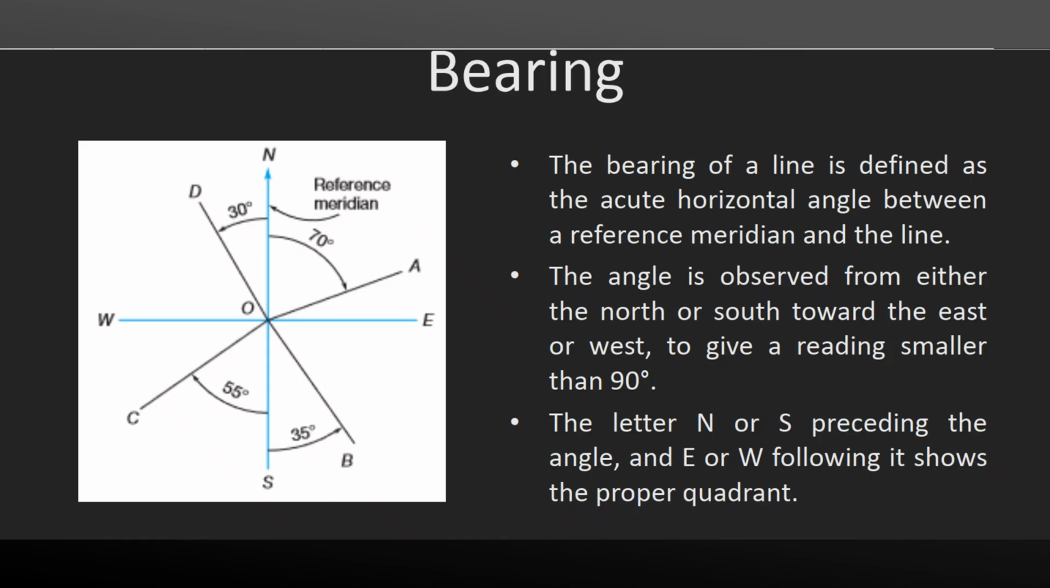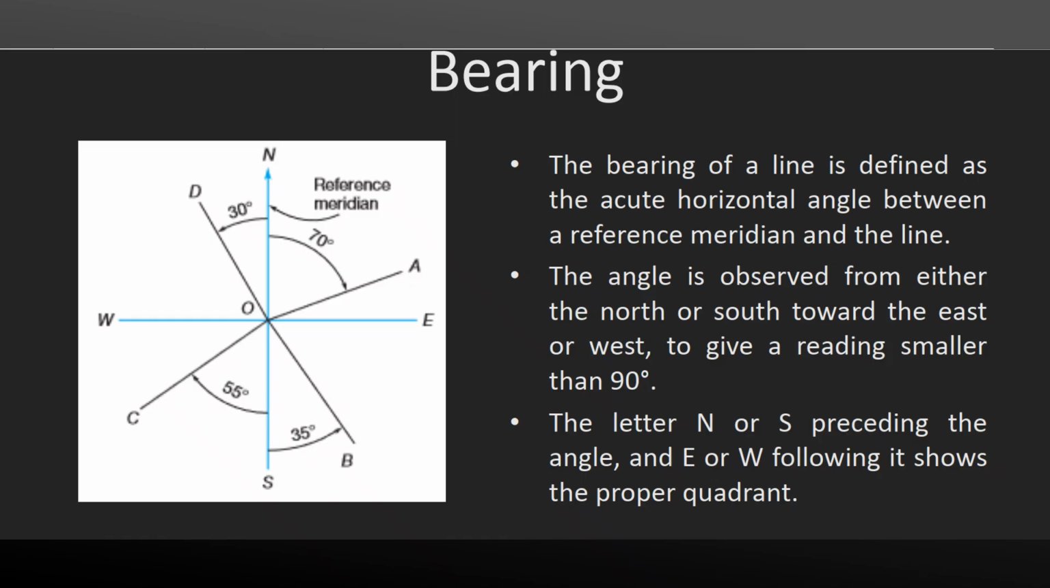Now that we have discussed the different types of meridians, we move on to the concept of bearing. The bearing of a line is defined as the acute horizontal angle between a reference meridian and the survey line. In other words, bearing tells us the direction of a particular line in relation to a chosen reference direction.